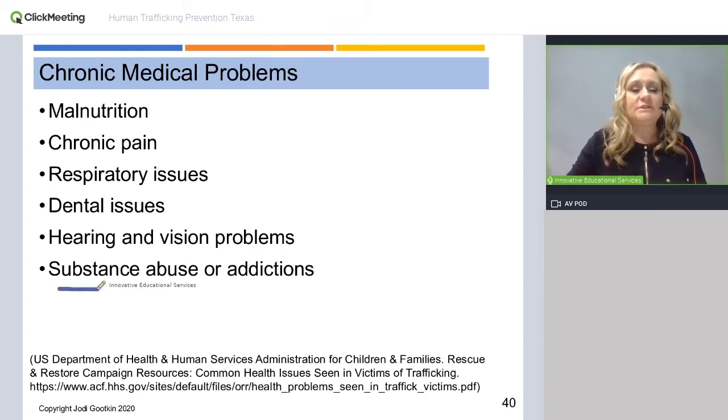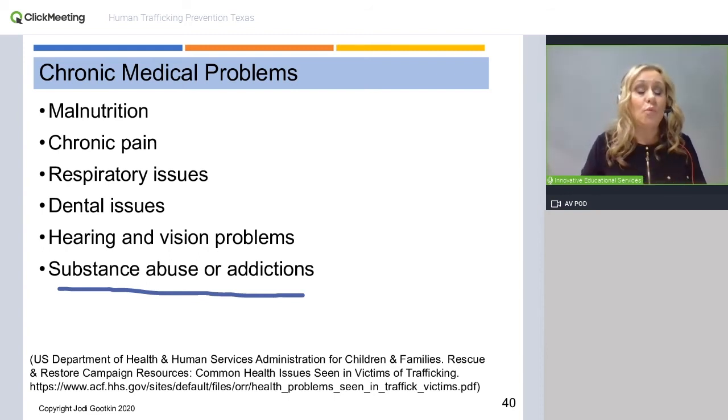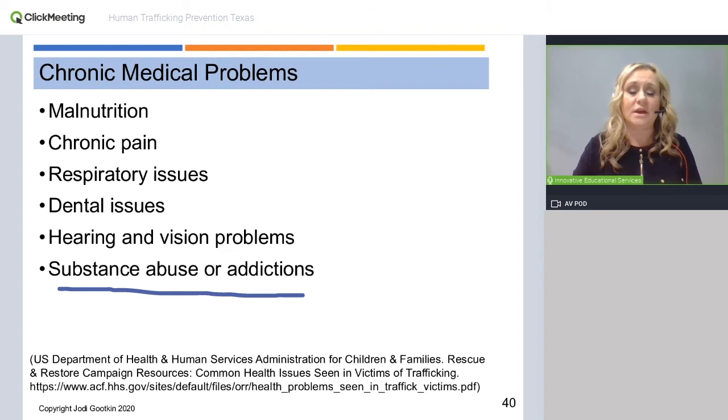Looking at substance abuse or addictions, this may be forced by the trafficker to try and control the victim, or the individual may be utilizing different substances just to try and cope with the situation that they are in.